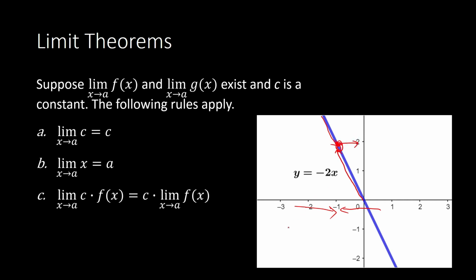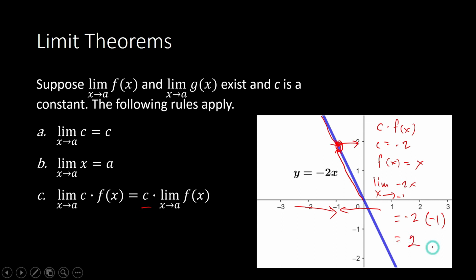And the value of our function there is equal to 2, which is the same as c times f of x. Our c here is negative 2, and f of x is equal to x. And so the limit of negative 2 times x as x approaches negative 1 is just equal to 2. It's like we are factoring out c: negative 2 times the limit of x as x approaches negative 1, which is just negative 1, and it is equal to 2.